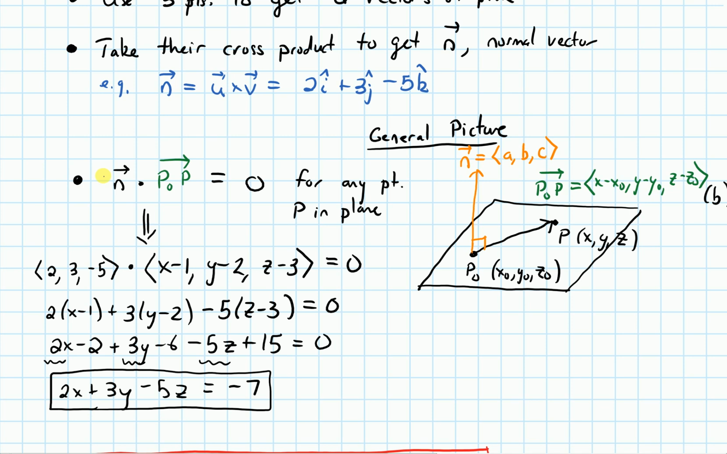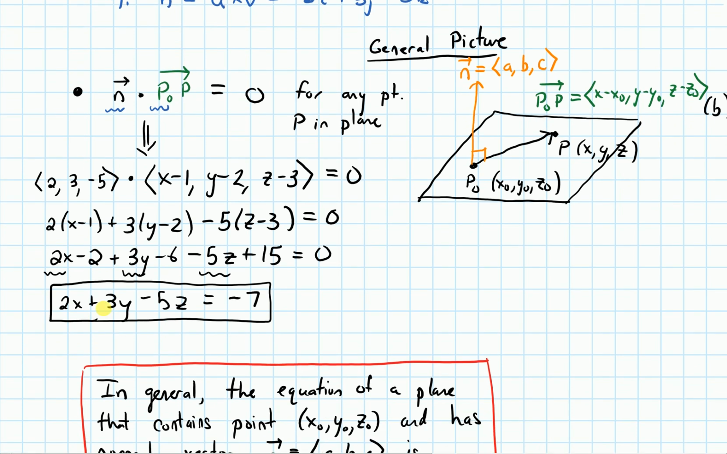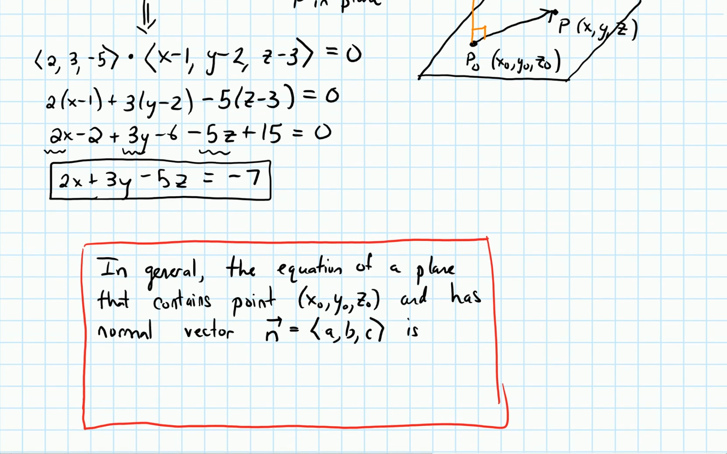So really the key things that we needed to know to get the equation of the plane were the normal vector, so we needed this n, and then we needed a point on the plane, the P0. From there, we could take this dot product, n dotted with the P0P vector, set it equal to 0, and then just multiply stuff out to get the equation. So what's the general formula? The general formula just mirrors what we just got right here.